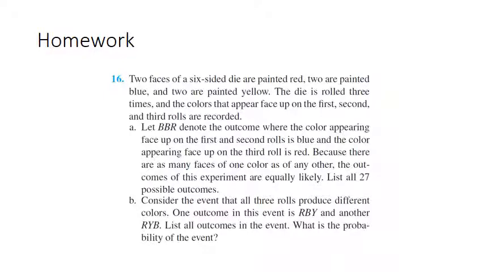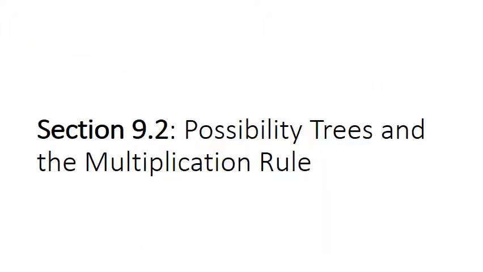All right, so here is your homework problem. It's pretty similar to the last one that I did. So go ahead and give this one a try and check the answers in the back of the book. Okay, so that finishes section 9.1. Let's move on to 9.2, which is possibility trees and the multiplication rule.